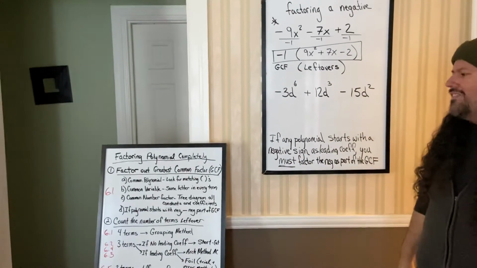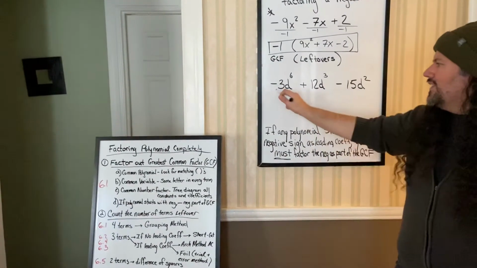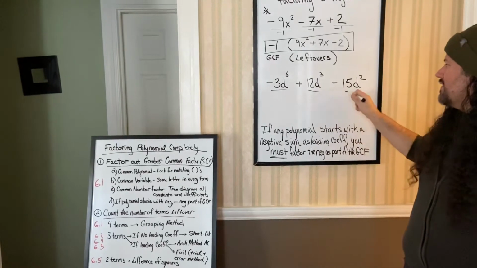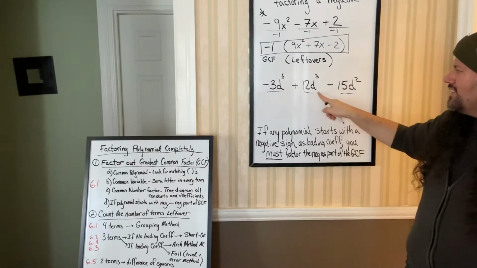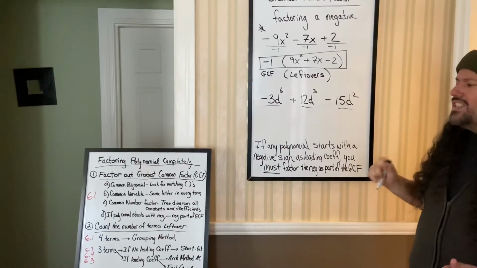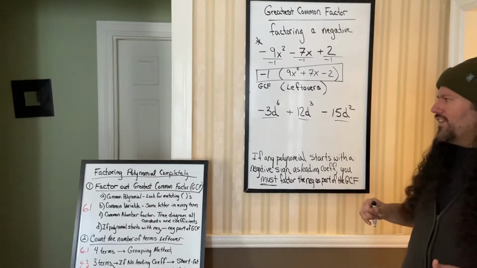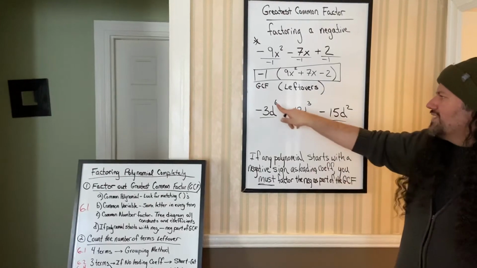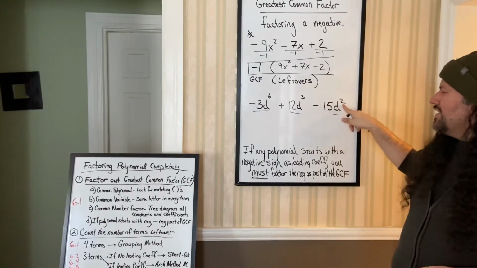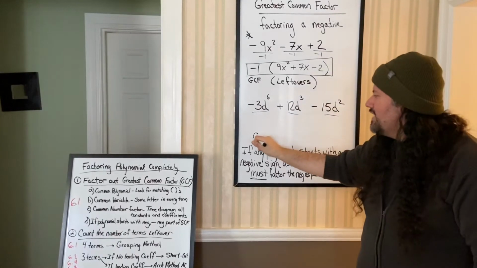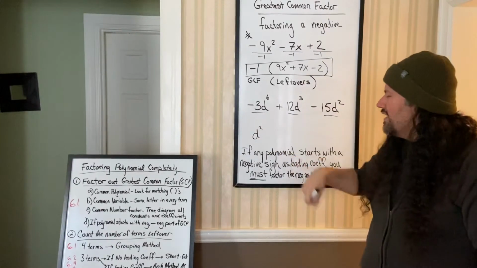B, do you have the same letter in every term? 1, 2, 3. Yes, notice that they all have the letter D, every single term. That means we do have a GCF for a common variable. Remember, grab the smallest exponent for that D, 6 versus 3 versus 2. So we know part of my GCF is D squared.